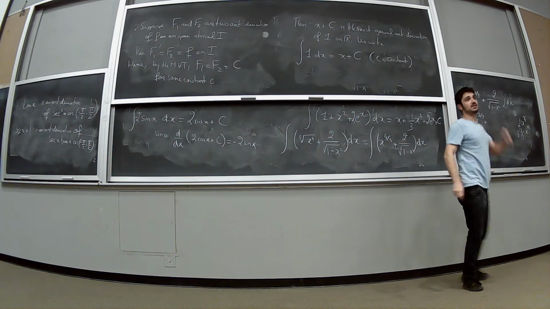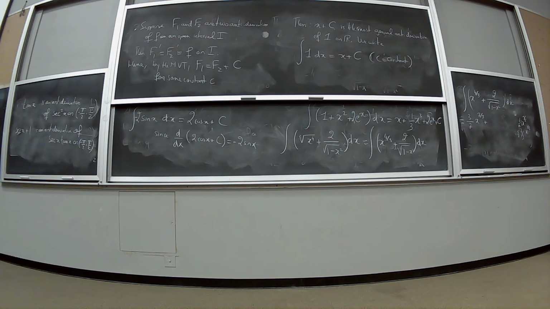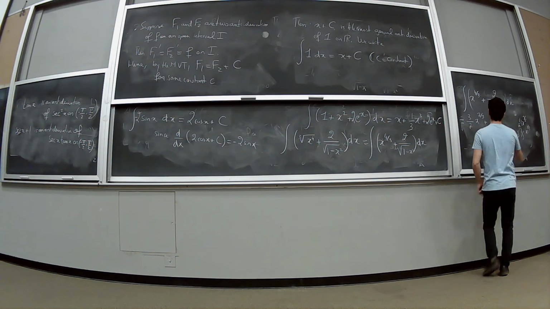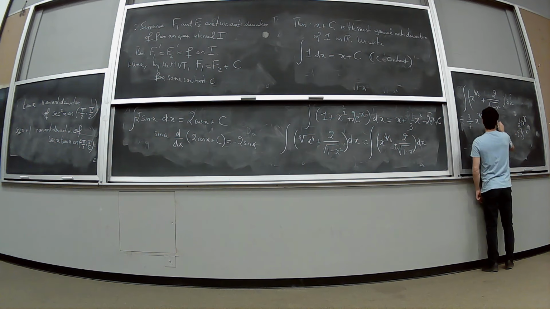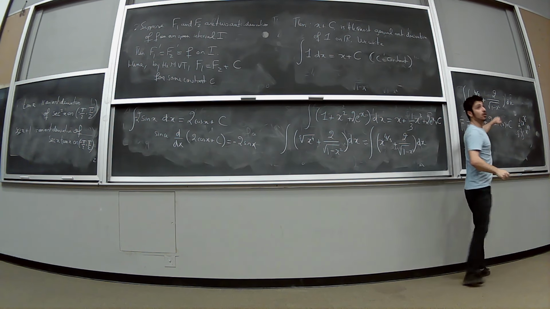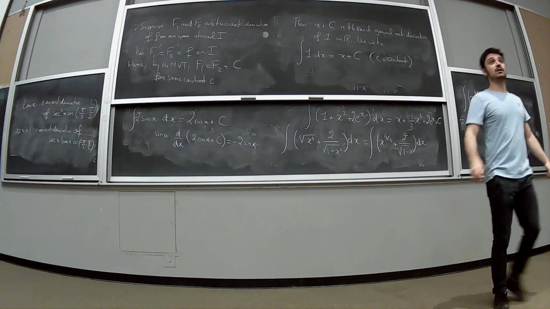Plus, who can help me with this antiderivative? I want a function whose derivative is 2 over square root of 1 minus x squared. What is it? Please raise your hands. Yes. Plus 2 arc sine x plus c. Thank you very much. Minus 2 arc cos x plus c works very well as well, right?